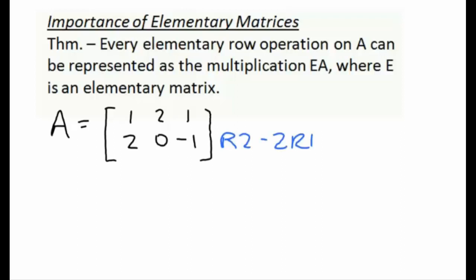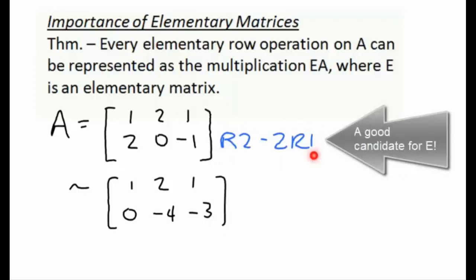So let's take a matrix A, 1, 2, 1, 2, 0, minus 1, and we're going to do the operation row 2 minus 2 row 1. Maybe we would like to get A into reduced row echelon form, for example. After we do this operation, we end up with this matrix. Now, what we want to show is that we can take matrix A, multiply it by an elementary matrix, and we get this matrix down here. Now you might ask, how in the world could we find this elementary matrix that we need to multiply by? Well, the answer is right here in front of our noses.